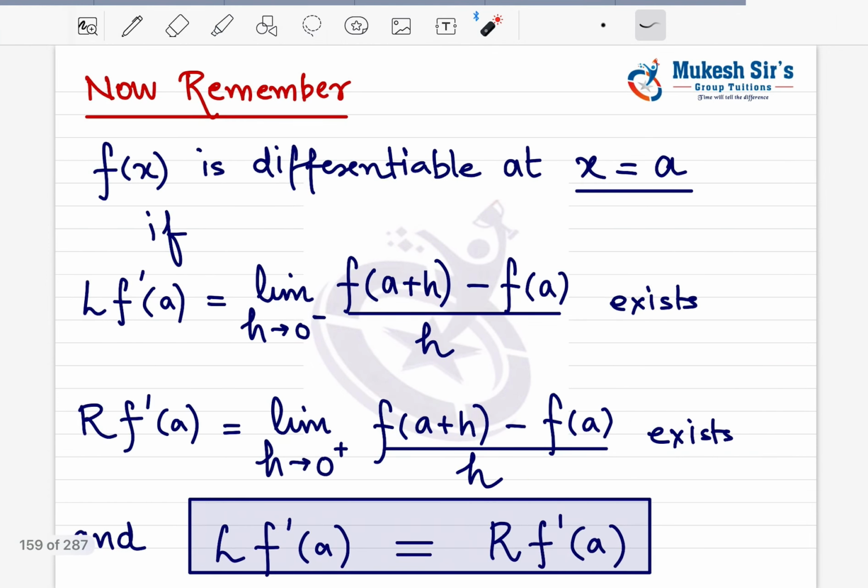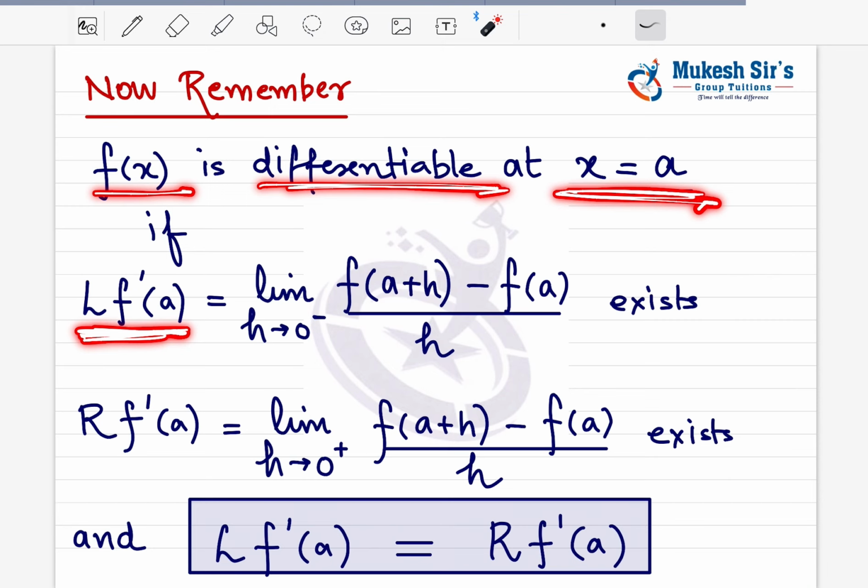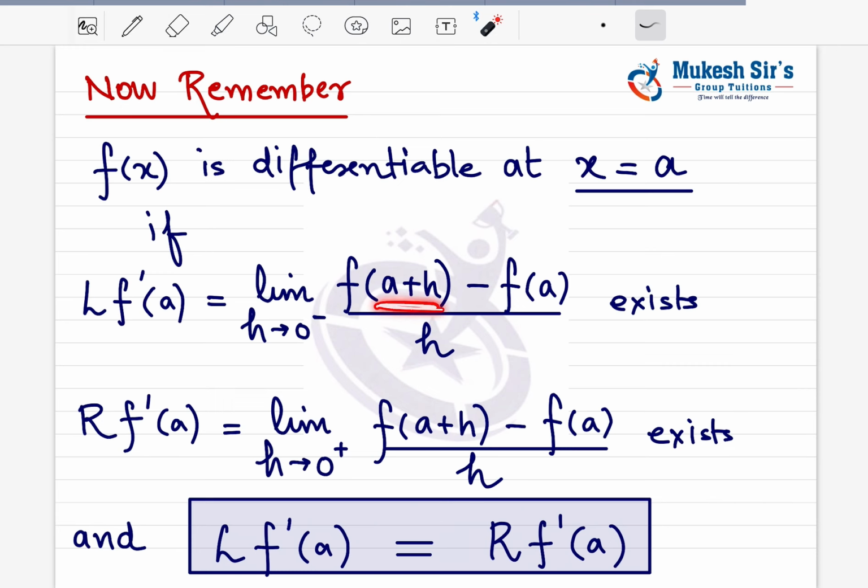Now remember, for differentiability, f of x is differentiable at x equal to a if the left hand derivative, left hand f dash a, whose formula is the same, f of a plus h minus f of a, the whole divided by h when h tends to 0 minus, should exist. Right hand derivative also should exist. In the right hand limit, h tends to 0 plus, same f of a plus h minus f of a, the whole divided by h. The formula remains the same as the derivative. So the left hand derivative should be equal to the right hand derivative. Then only the function is differentiable. The left side f dash a should be equal to the right side f dash a.